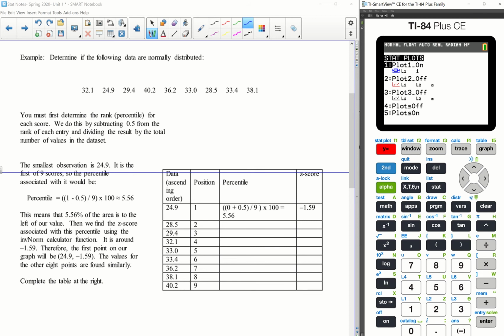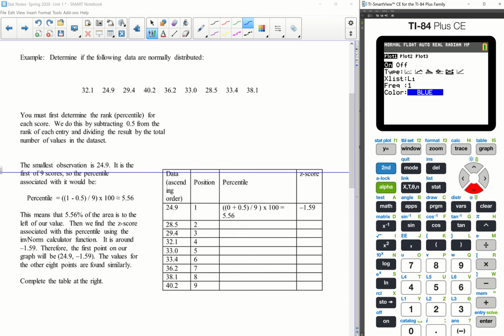So my plot 1 is ready to rock and roll, but if yours isn't, you would hit enter on it, hit enter on the word on, down arrow, go over to that box plot. There is a modified box plot that we're going to talk about next class, but that's for next class. Just make sure that it says X list L1 and frequency list. If you didn't put in a frequency table, then it stays at 1. If you did, then it changes to L2.